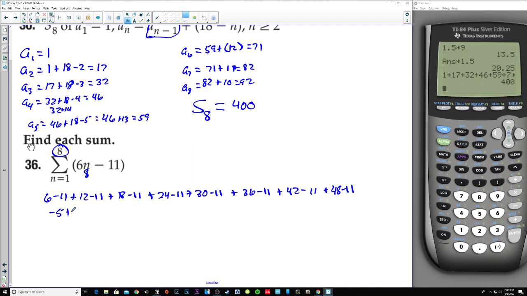So negative 5 plus 1 plus 7 plus 13 plus 19 plus 25 plus 31, and finally plus 37. Let's get this answer. Negative 5 plus 1 plus 7 plus 13 plus 19 plus 25 plus 31 plus 37. And we get an answer of 128.